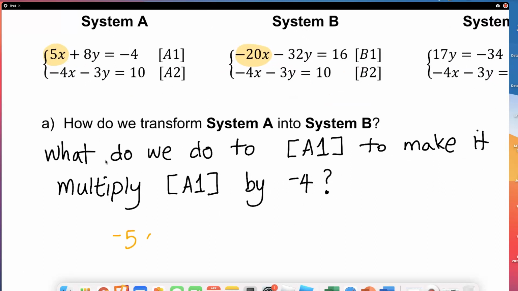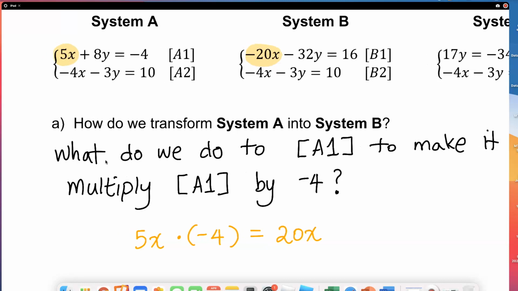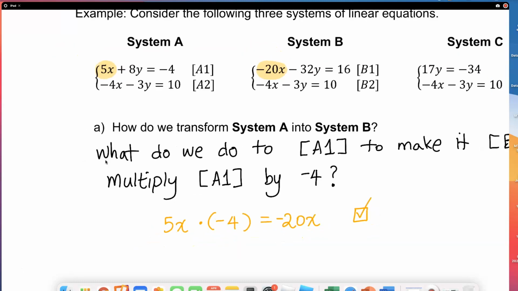If I do negative 5x times negative 4, isn't that 20x, right? No surprise there. Whoopsies, I did the signs wrong. I'm sorry. The 5x was the positive one. Positive 5x times negative 4 equals negative 20. So the first term is good, of course, because that's where I got the negative 4 from. But if it matches the second term and then the constant on the other side, then we can say we found the rule.